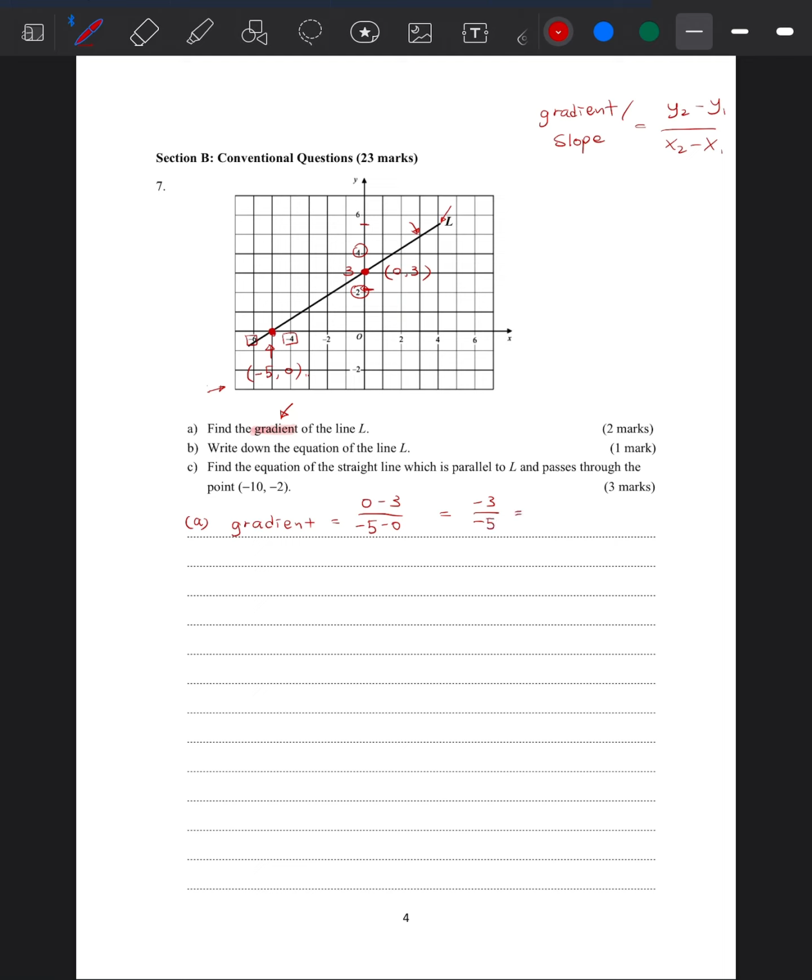So make sure you do it carefully with your calculations, especially the negative sign. Some of you always got mistakes on it. So you have your slope, your gradient, as 3 over 5 for this line L.